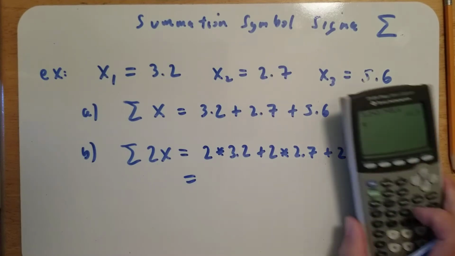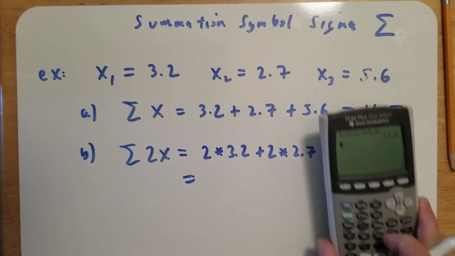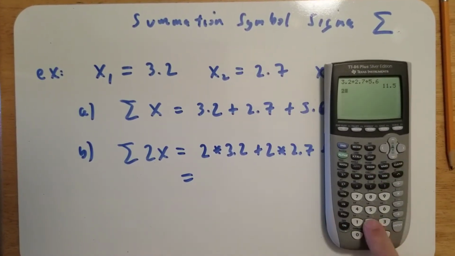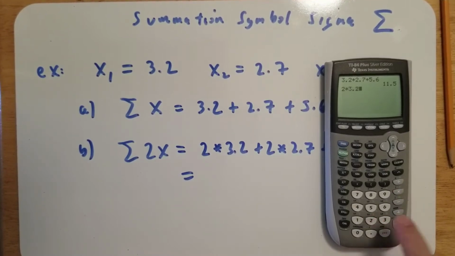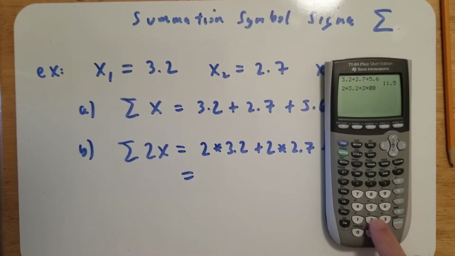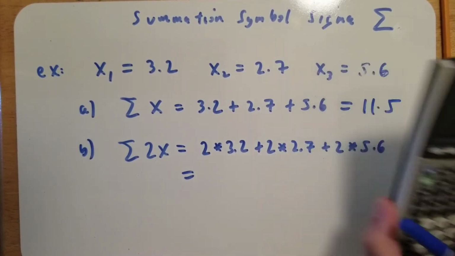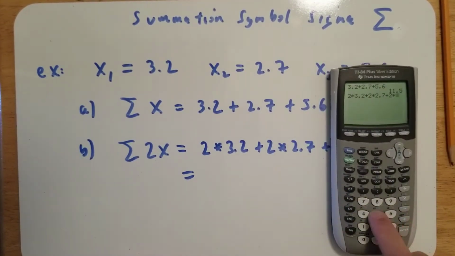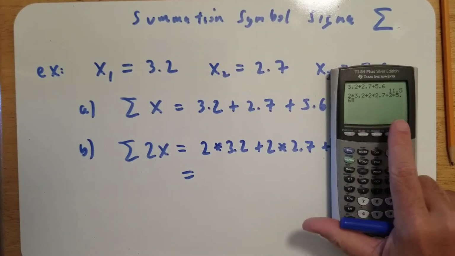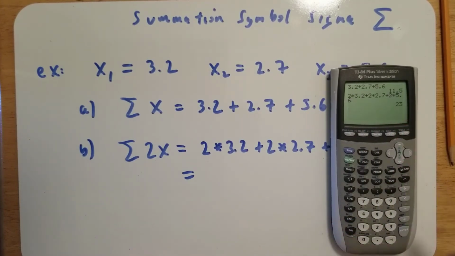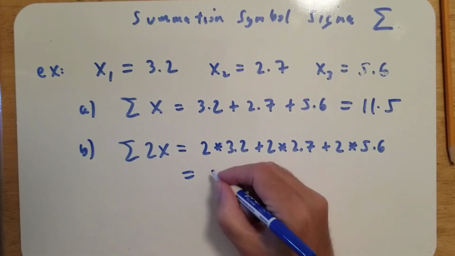And again, I'm going to do this on the calculator. I'm going to be careful not to make a mistake. 2 times 3.2 plus 2 times 2.7 plus 2 times 5.6. Looks okay. 23 exactly. Okay.